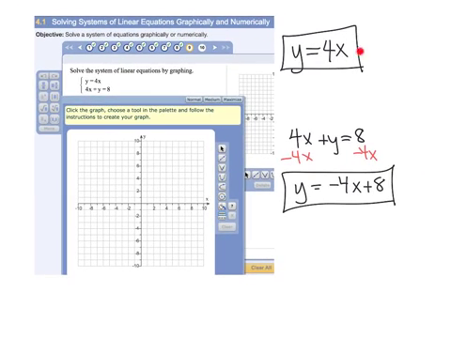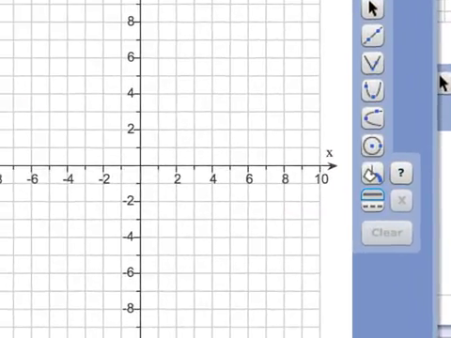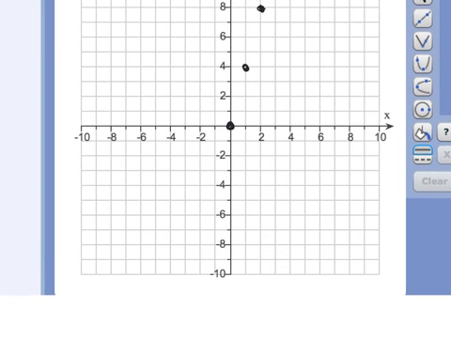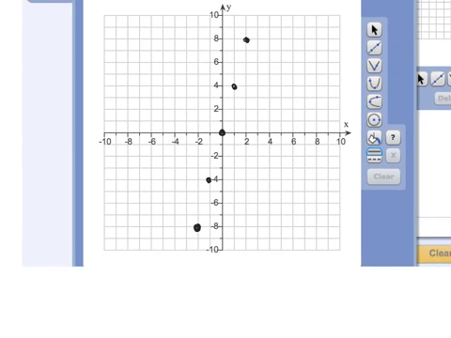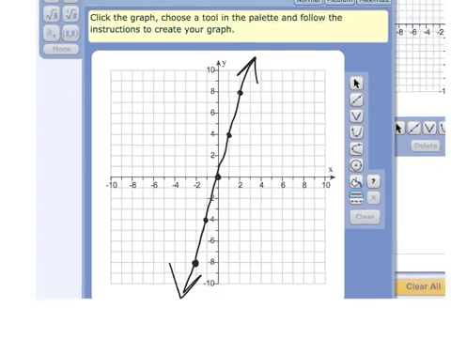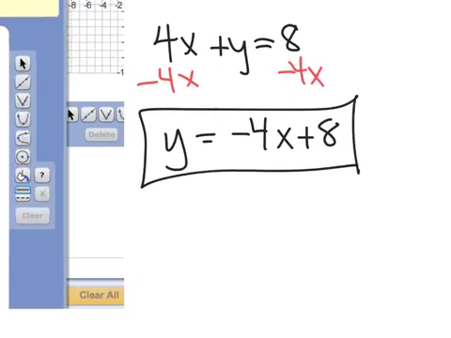This first one starts at 0, and then the slope is up 4 over 1. So let's do that. It starts at 0, right here, and then it goes up 4 over 1, and I might need to backtrack. So then it goes down 4, backwards 1, down 4, backwards 1. So that is our first line.